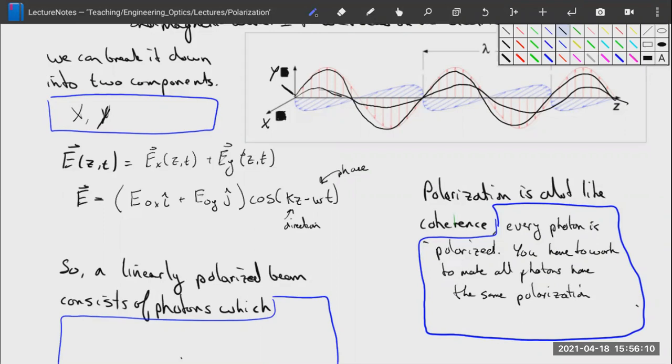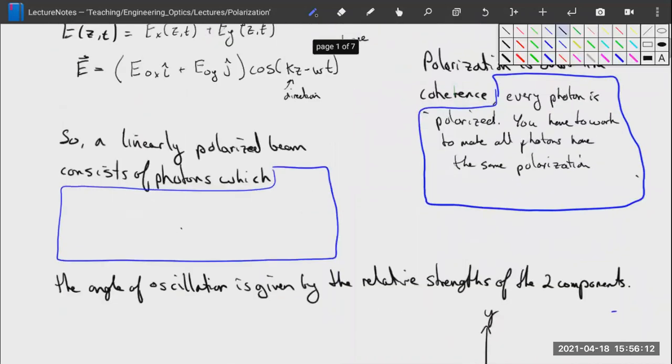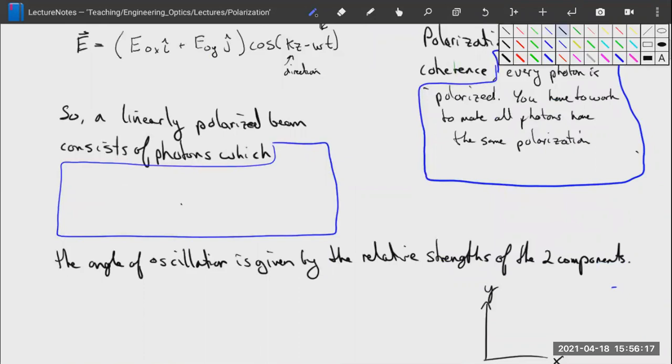So when we say something is linearly polarized, a linearly polarized beam means it's a beam in which all of the photons' electric fields are oscillating in the same direction.